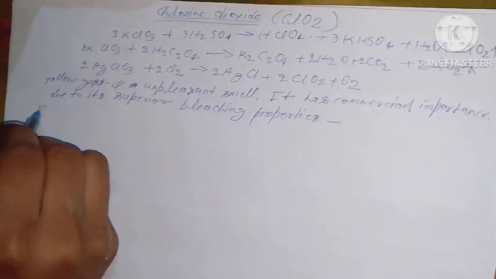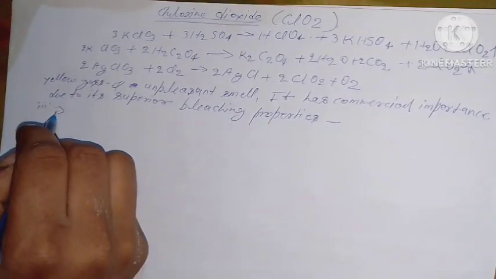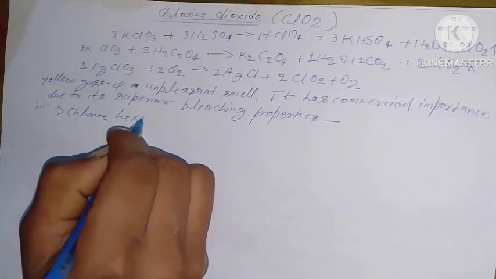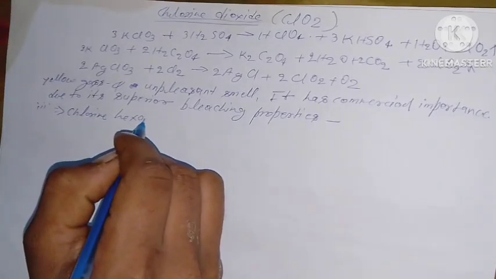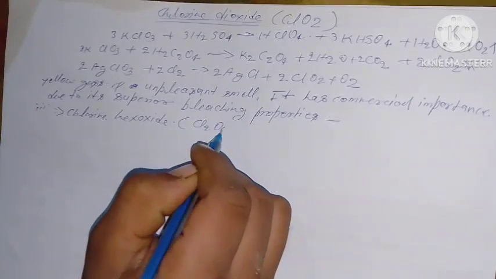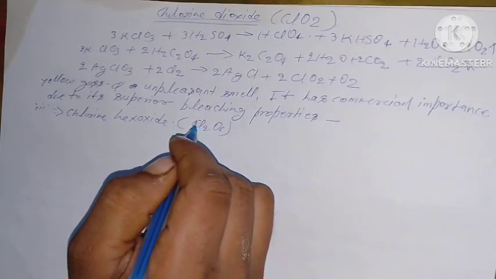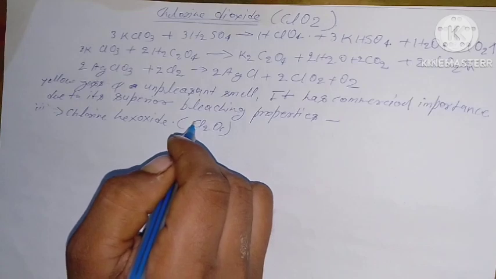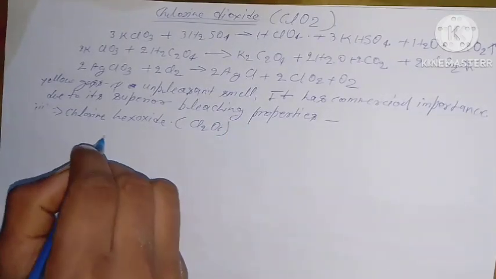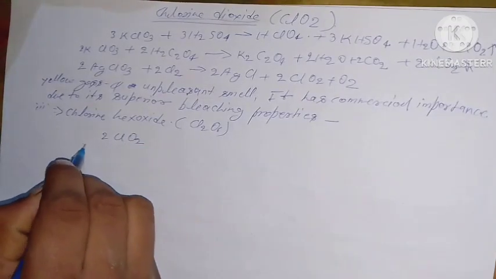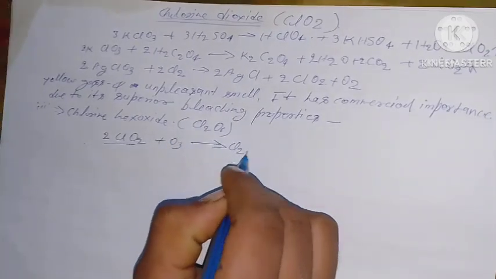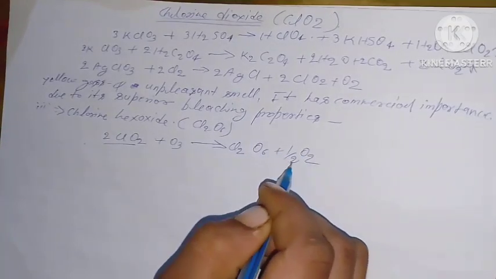Third point, chlorine hexoxide, Cl2O6. When chlorine dioxide is treated with ozone, chlorine hexoxide is obtained: 2ClO2 plus O3 gives Cl2O6 plus O2.